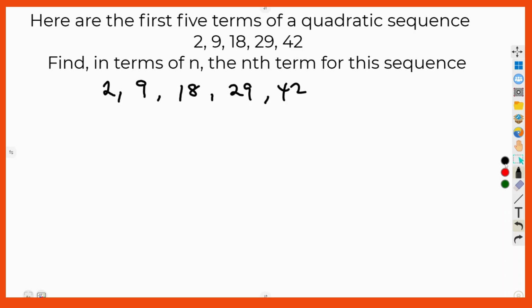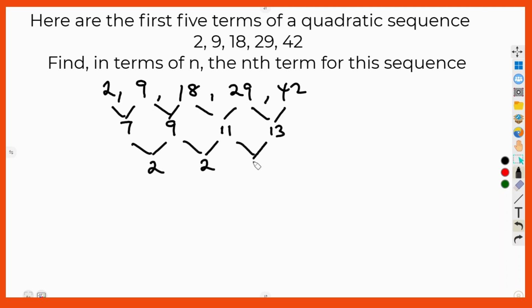Okay, and you really want to work out the increase, the first differences. This is 7, and this is 9, and this is 11, and definitely this is 13. Now this is the first difference, and then you go for the second difference, and definitely this is 2, 2, and 2. Now of course, if you look at the second difference, the numbers are all the same.